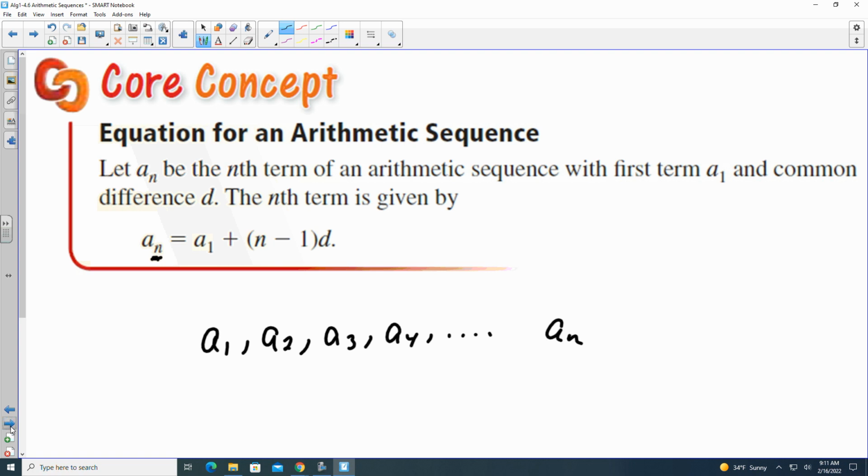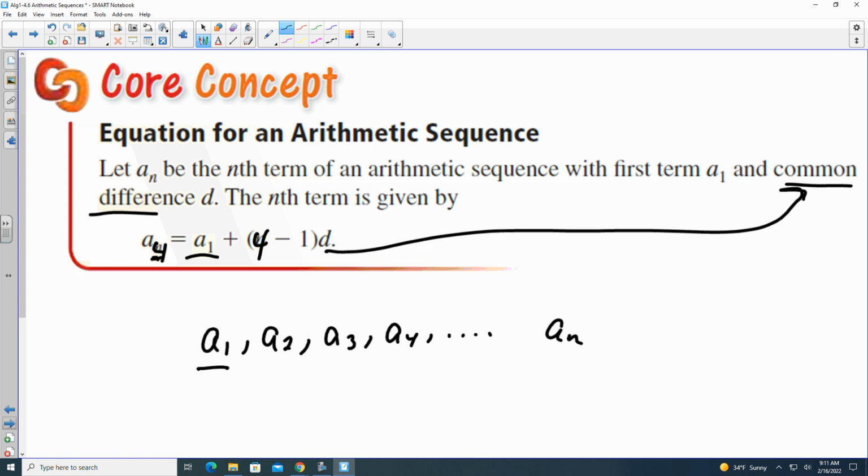So the formula that you're going to use to find any a sub n in this case is going to be the first value in the sequence, a sub 1, plus n minus 1 times d. So if you're trying to find the fourth term in the sequence, that means n is 4 over here, and d is represented as the common difference. As long as we know the common difference, and as long as we know a sub 1, we can write an equation for an arithmetic sequence.